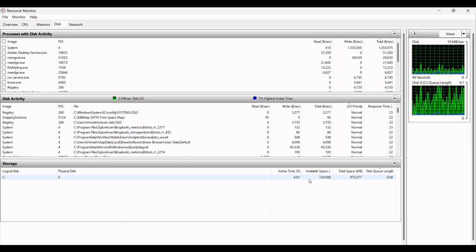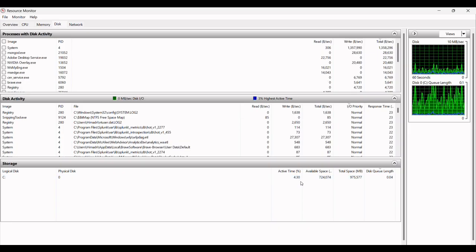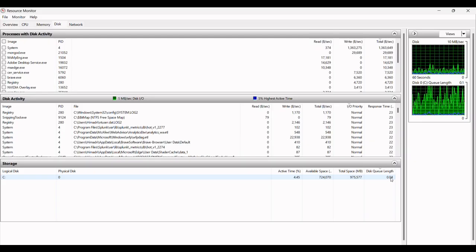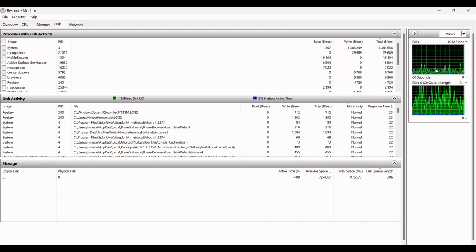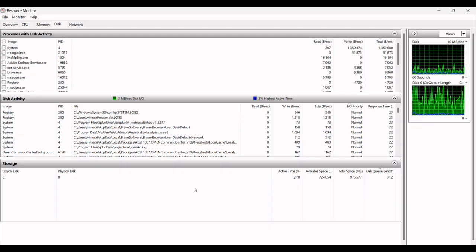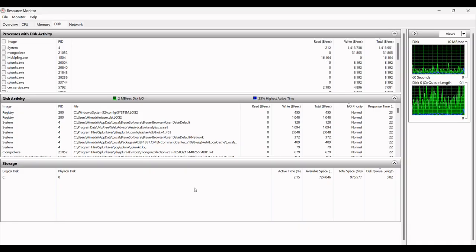The storage section provides overall disk utilization metrics including active time, available storage capacity, and queue length. The real-time graph on the right side helps administrators visualize disk activity patterns and identify sudden spikes in storage usage. Overall, the disk tab provides deep visibility into file operations, storage utilization, and disk performance troubleshooting.